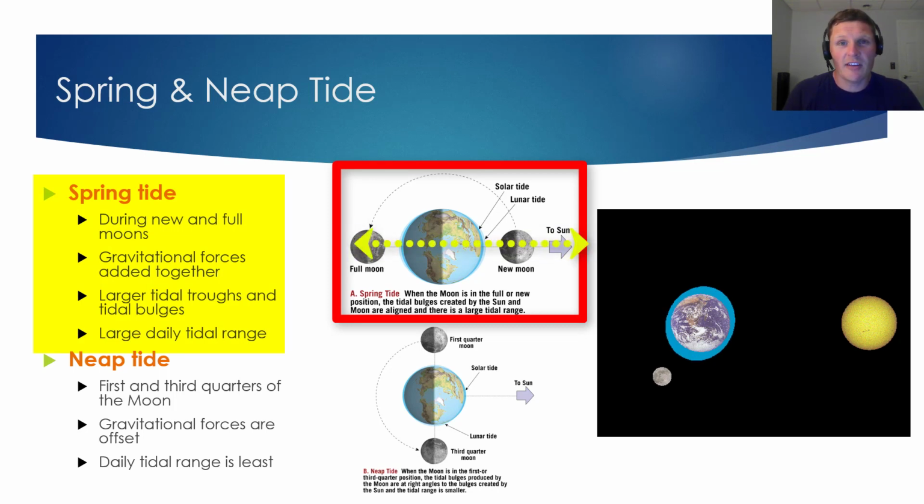You can almost think of the Sun as giving the Moon a gravitational assist. During spring tide, you'll see larger tidal troughs and tidal bulges. And that's why in the GIF shown, the tidal bulge gets really elongated when the Sun, Earth, and Moon are all in alignment. During spring tide, you will see a very large tidal range. In other words, high tide is really high and low tide can be really low.